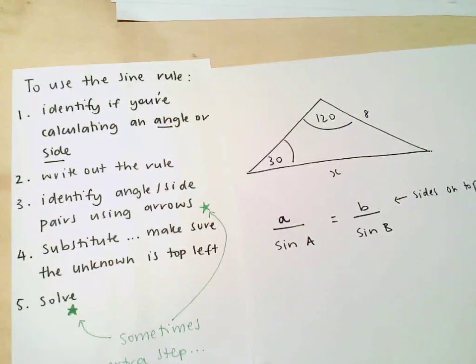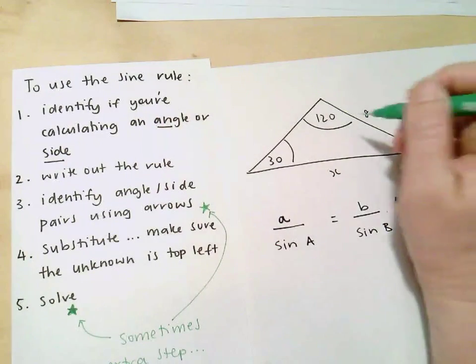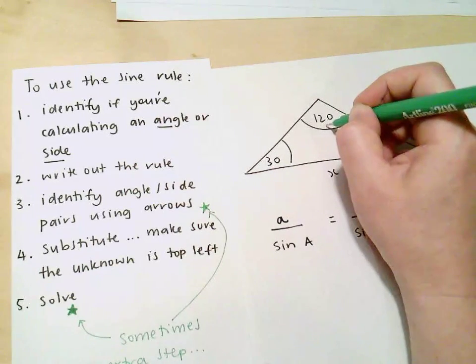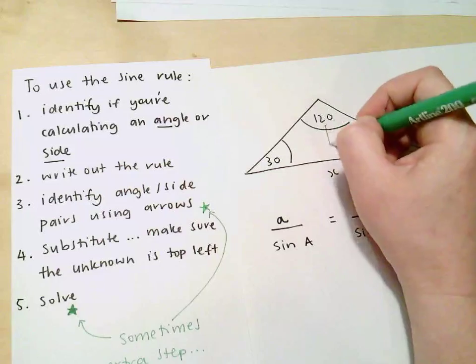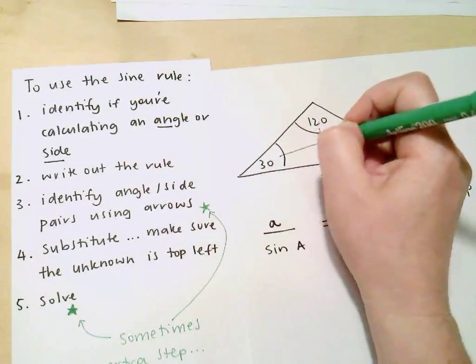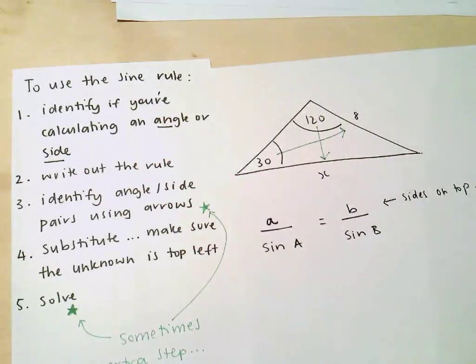Step number 3 says identify the angle side pairs using arrows. So I'm going to use my arrows to identify what the pairs are. You always start your arrow at the angle and draw directly across. So the side that pairs with my 120 is this one. The side that pairs with my 30 is this one here. So I've identified my angle side pairs using arrows.